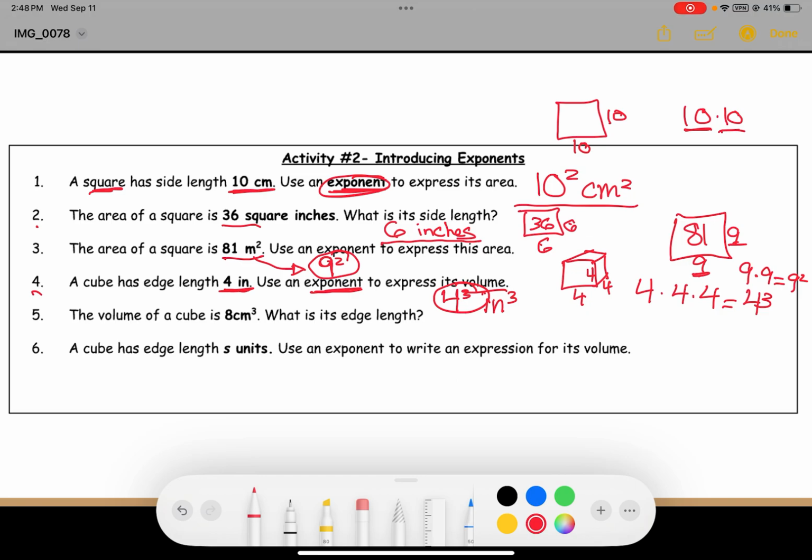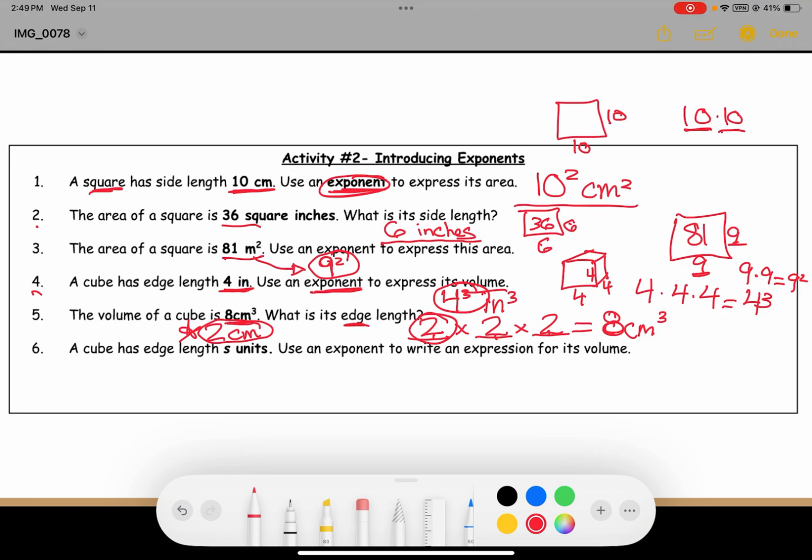Number 5. The volume of a cube is 8 centimeters cubed. What is its edge length? We know the volume is base times width times height, and this is going to equal 8. So we have to think what times what times what equals 8. 1 times 1 times 1 would not equal 8 because that's just 1. So let's try 2. 2 times 2 is 4, and 4 times 2 is 8. So the edge length, just one side of the cube, would have to be 2 centimeters. 2 centimeters would be our answer for number 5, because 2 times 2 is 4 times 2 is 8, and that would give us a volume of 8 centimeters cubed. But 2 is our answer.